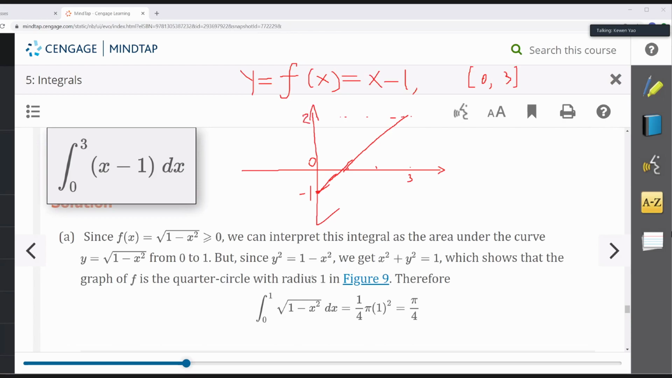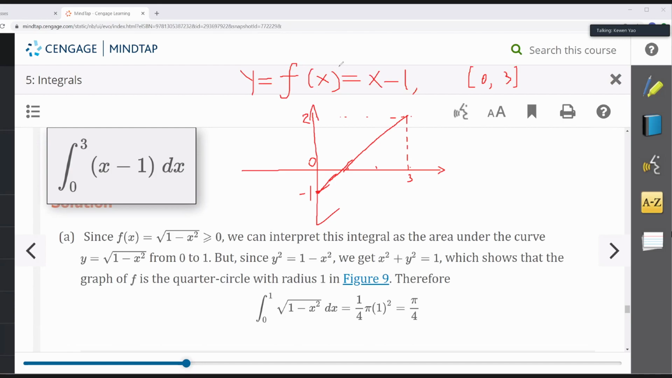Now how can we evaluate this integral? Remember, this is y equals x minus 1 between 0 and 3. This is a line segment between 0 and 3. When x equals 0, y equals negative 1, and when x equals 3, y is 2. Now, how can we evaluate this integral?